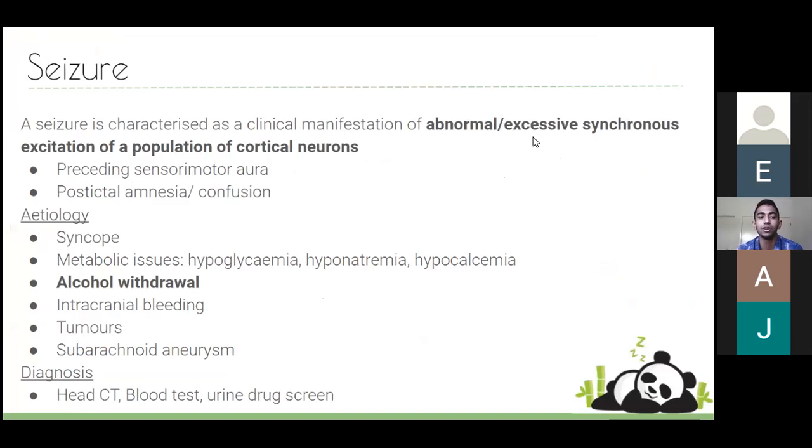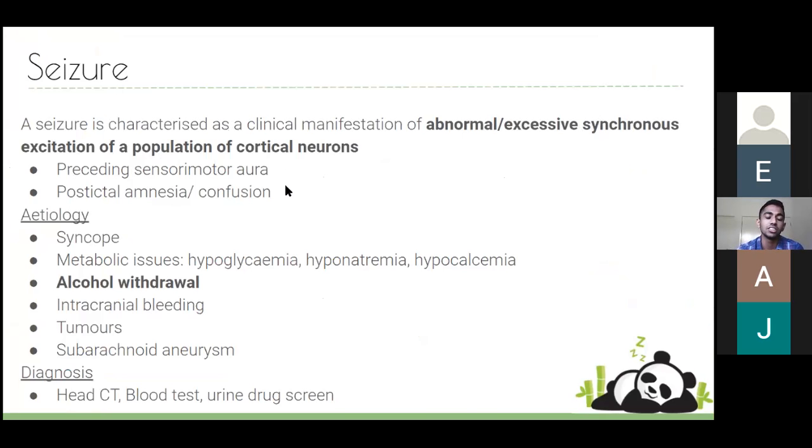So we'll start off with epilepsy and seizures. So what is a seizure? It's everything that you imagine it is. It's an abnormal, excessive, synchronous excitation of a population of cortical neurons. Important words there are that it's a bunch of different neurons, so you're going to get a lot of neuronal stimulation. And it's something that we don't like. It's abnormal, it's excessive, it's out of the ordinary.